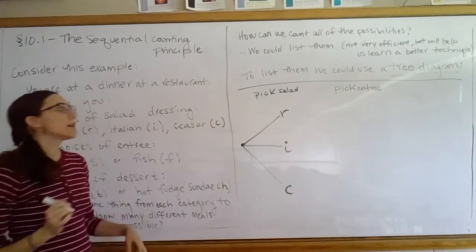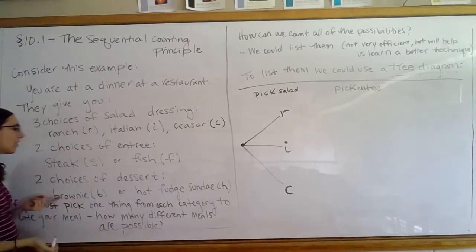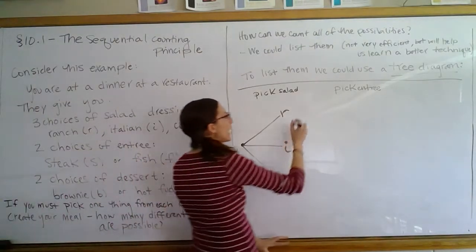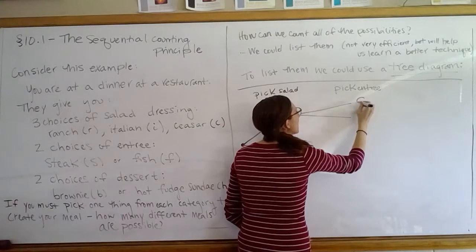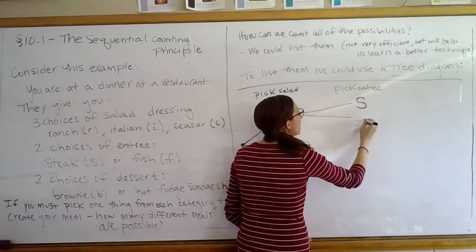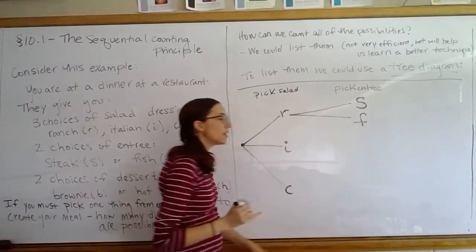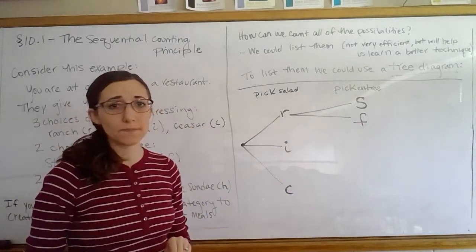And so, let's think about, even if I had picked, say, ranch to start with, I now have a choice of either steak or fish. So off of ranch, I'm going to put 2 different branches. One is going to be steak, and one is going to be fish. So essentially, we're creating these different paths of what you could have done.